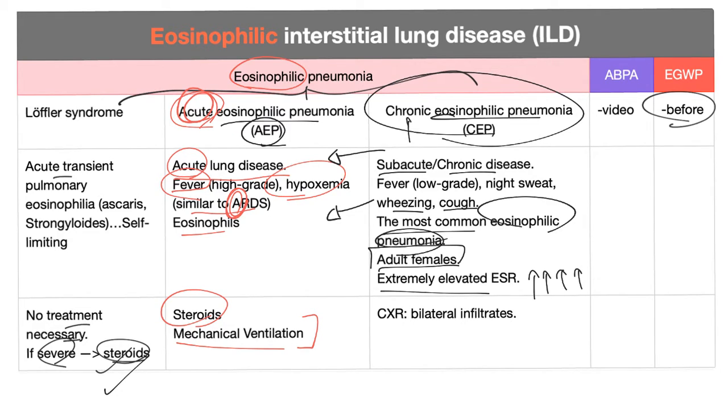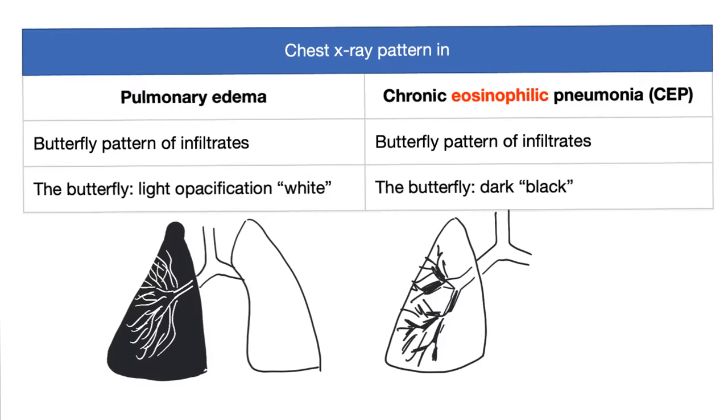Why if it's chronic? I have no idea. ESR is a garbage test. Watch my video on ESR. Chest x-ray, you'll find bilateral infiltrates. How would you differentiate between chest x-ray pattern in pulmonary edema or chronic eosinophilic pneumonia?